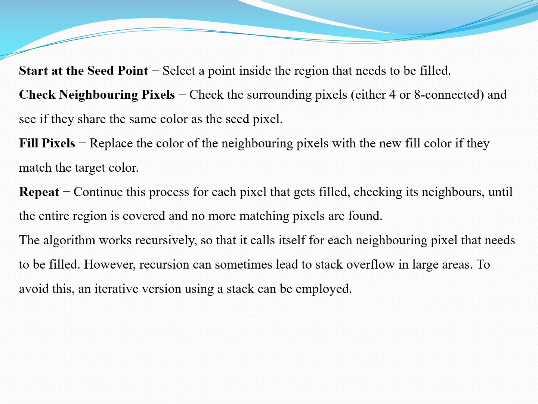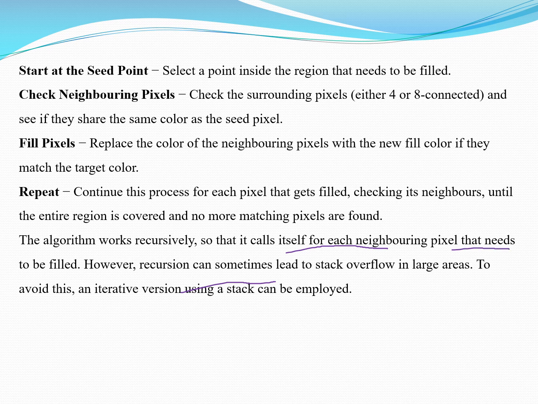This is repeated until it reaches the boundary of the polygon. So this process continues for each pixel that gets filled, checking its neighbors until the entire region is covered and no more matching pixels are found. This algorithm calls recursively, right? Why is it called recursive? Because it will check all the pixels connected to that pixel, for filling that polygon.